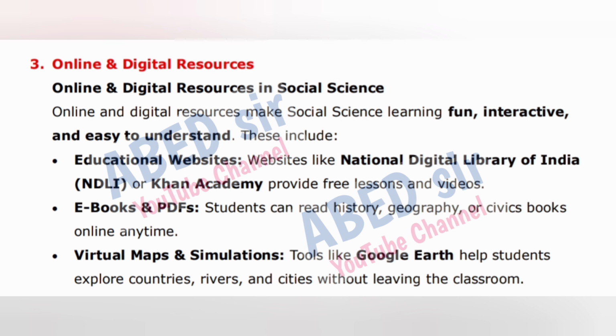Online and digital resources in social science. Online and digital resources make social science learning fun, interactive, and easy to understand. These include educational websites. Websites like National Digital Library of India (NDLI) or Khan Academy provide free lessons and videos. E-books and PDFs: students can read history, geography, or civics books online anytime. Virtual maps and simulations: tools like Google Earth help students explore countries, rivers, and cities without leaving the classroom.